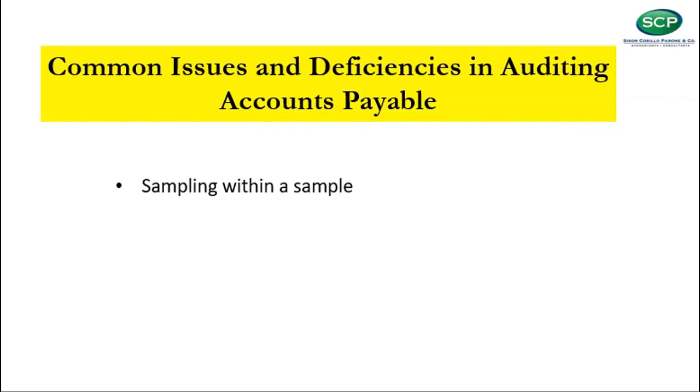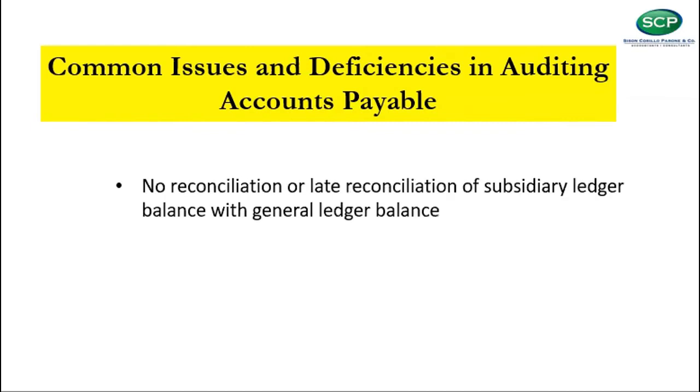Hindi tayo pwedeng tumamad at sabihin natin, itong 50 invoices, 10 lang i-check ko. Hindi pwedeng ganon. Kung 100 invoices ang nakasupport doon sa isang amount, then you have to examine all of the 100 invoices. You have to ask the client for all of the 100 invoices. Hindi pwedeng sabihin ng client, ito lang yung available, ito na lang 10 ang tingnan mo. Hindi pwedeng ganon.